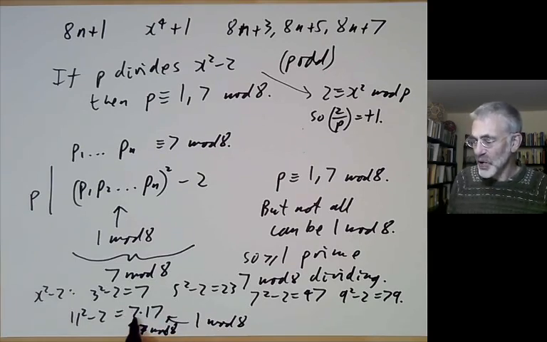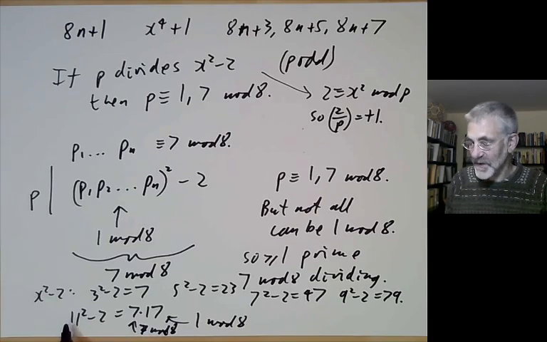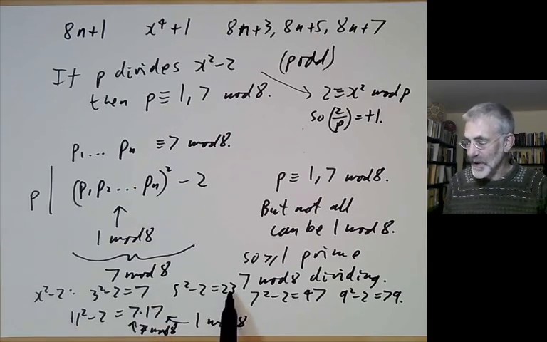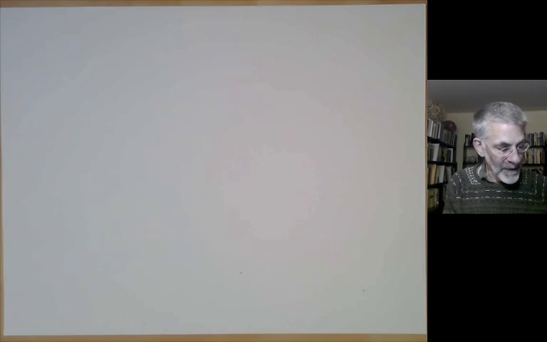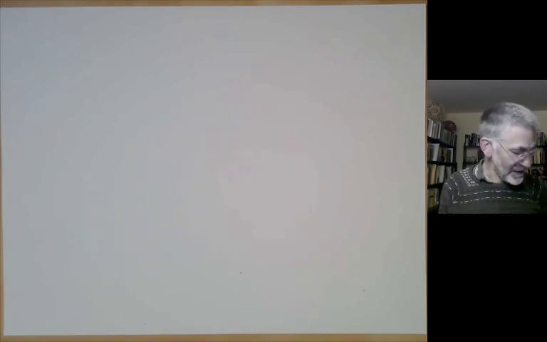Of course, this isn't a new one, but that's because we didn't take 11 to be the product of all the primes 7 mod 8 that we thought of so far. So next we would take 7 times 23 and square it and subtract 2, and that would have a new prime factor that's 7 mod 8, and so on. Well, that does primes that are 7 mod 8.